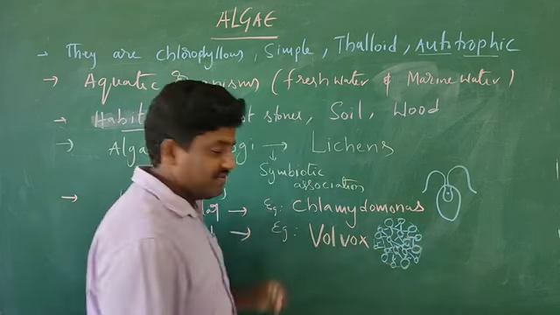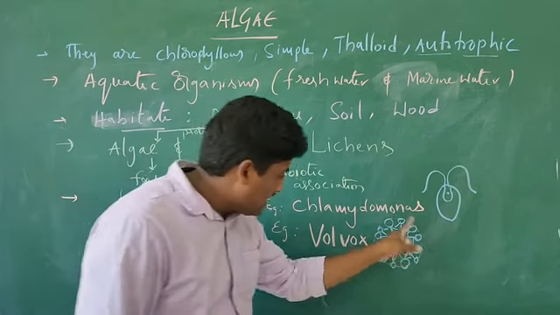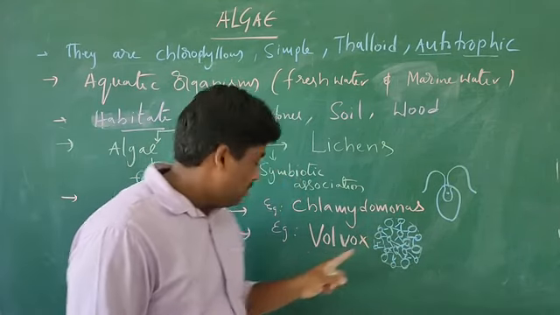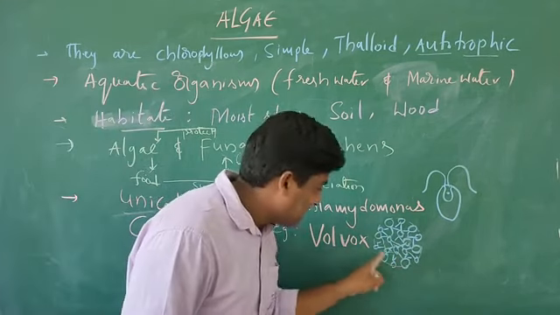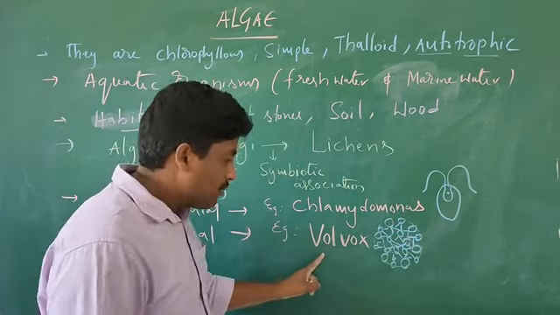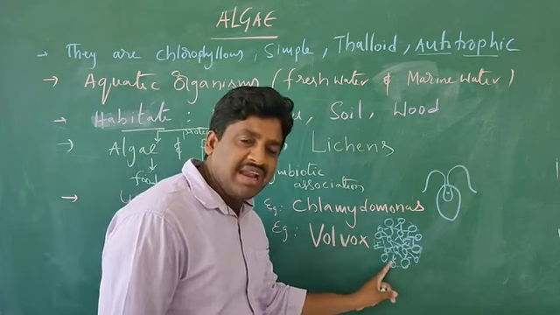So these are the colonial, a group of organisms. Colonial means a colony group. Group means like this. So the example organism we call Volvox.